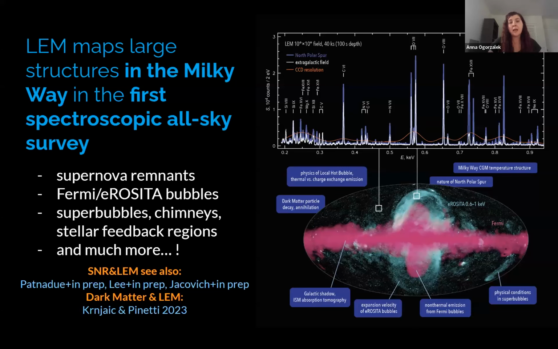And finally, LEM will map many, many large structures in the Milky Way very up close through pointed observations, but also the first spectroscopic all-sky survey. So seeing very up close the supernova remnants, Fermi-eROSITA bubbles, superbubbles, galactic chimneys, fountains, and other regions that are affected by stellar and black hole feedback. And this will finally allow us to understand the galactic ecosystems.